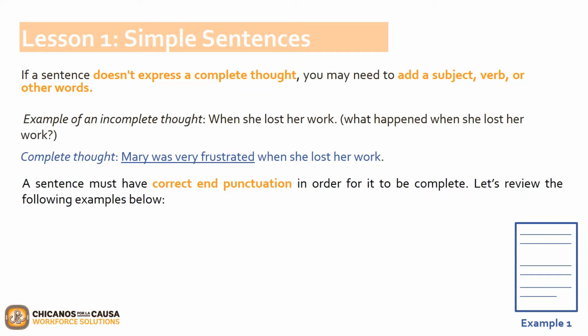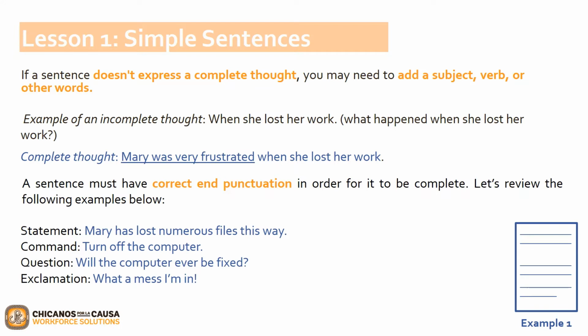A sentence must have correct end punctuation in order for it to be complete. Therefore, let's review the following examples below. Our first example is for a statement sentence. As it says, Mary has lost numerous files this way. For statement sentences, you must end your sentence with a period at the end of it.